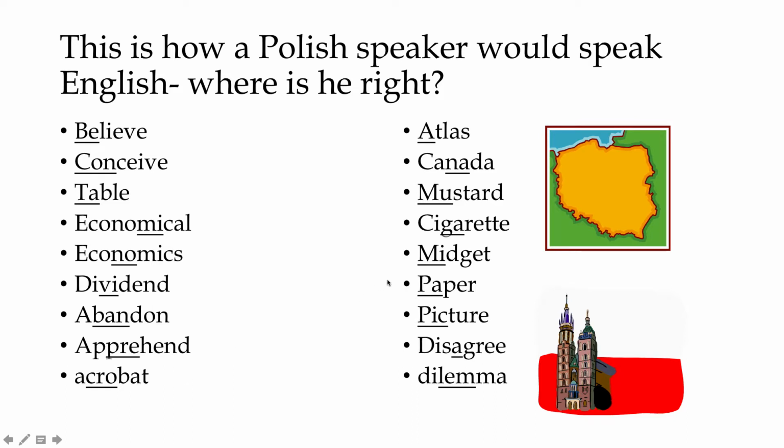So for some words, their native pattern or their native way of pronouncing it would be just fine. Others, it would be off. A French speaker who always pronounced the last syllable as stress would be fine on a word like believe or conceive, but they might not be doing that well on acrobat, or atlas, or Canada. And a Pole would say Canada, right? So they're all going to be different in terms of their stress assignment patterns.